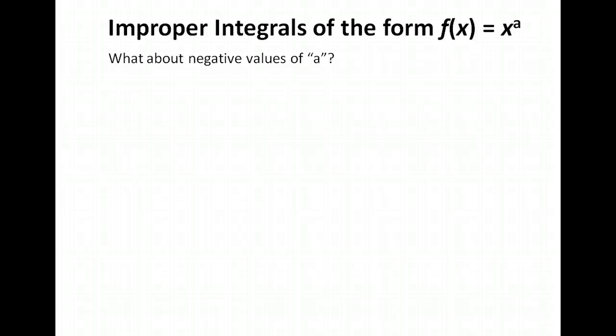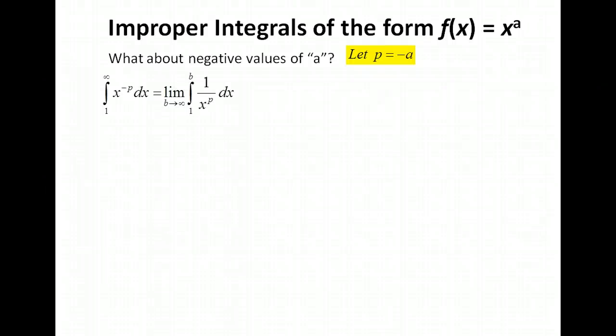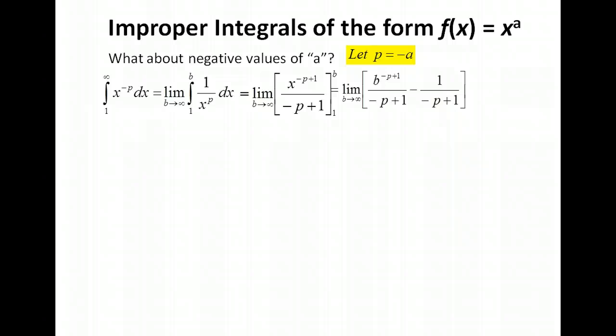Okay, so what about negative values of a? What would happen? Let's let p equal negative a. Let's make it a little bit easier since a was already a negative number. That gives us x to the negative p, or 1 over x to the p. And we want to take the limit of the integral. So integrating as we normally do by adding 1 to our exponent and dividing by the exponent, then plugging in our endpoints of integration, we end up with this. So our first term involves a b, the second one does not. So this is just going to stay the same. But the first term, we need to figure out what happens here for different values of p.